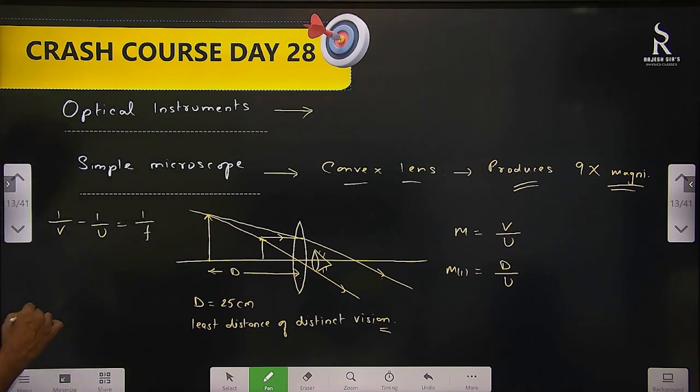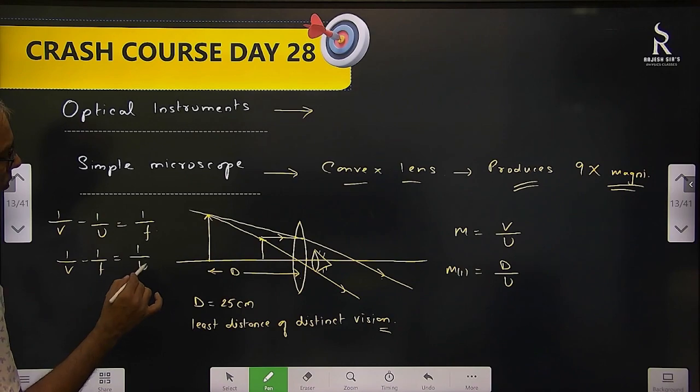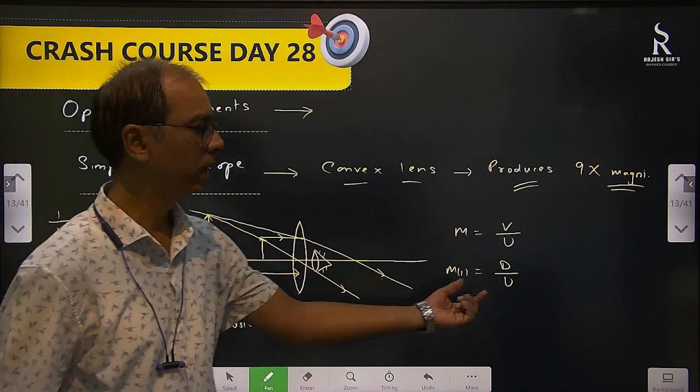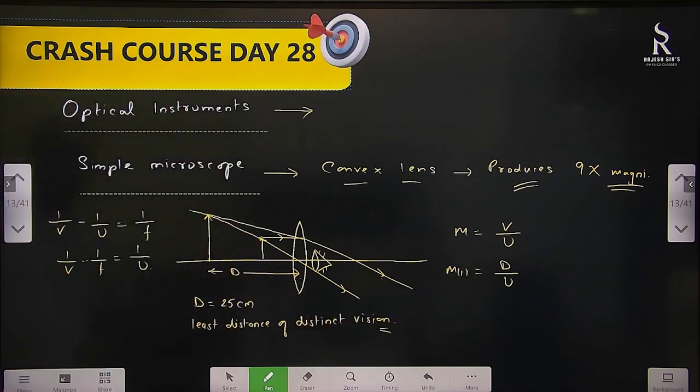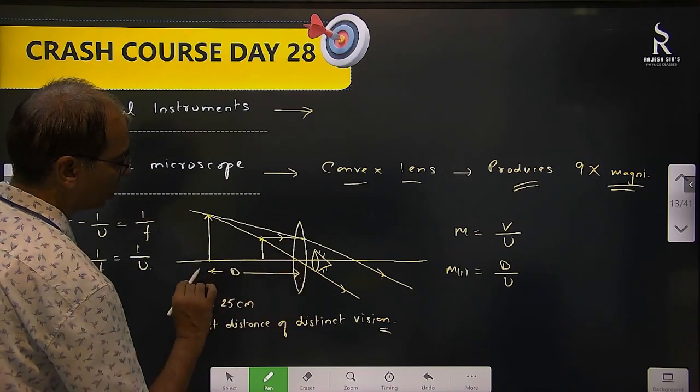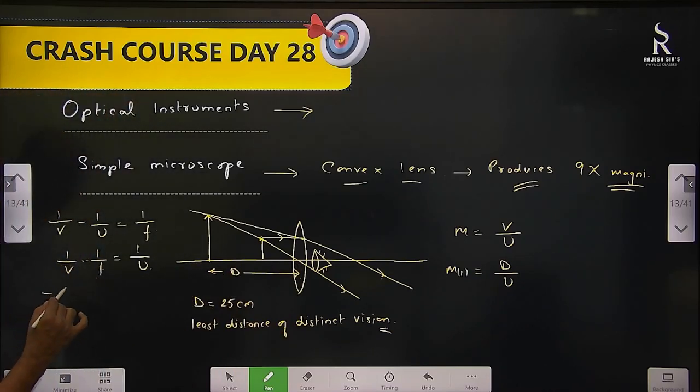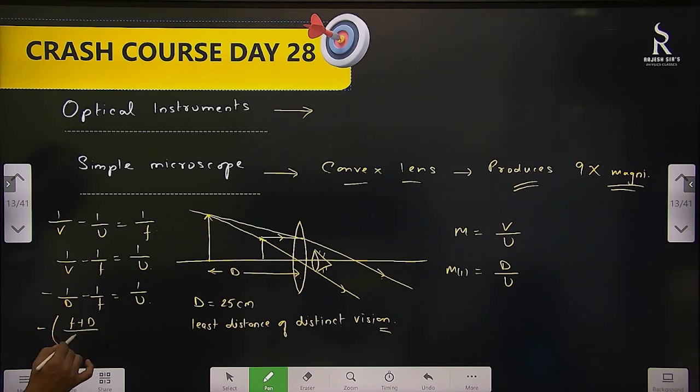Then 1 by U we want. And V we have taken as D. So first of all, let's change that to the other side. So it's 1 by V minus 1 by F equal to 1 by U. Correct? I want the 1 by U value. Now the question is, what is V? Because light is going from this side and this is also on the left, D is negative. So minus 1 by D minus 1 by F equal to 1 by U. So what we are getting? Minus, you take outside, F plus D by DF.